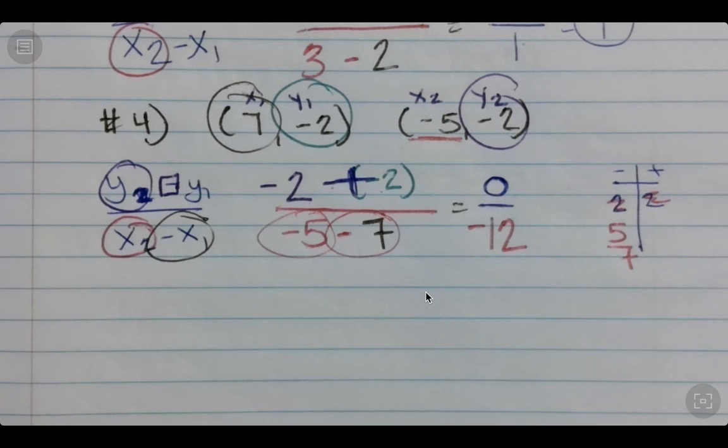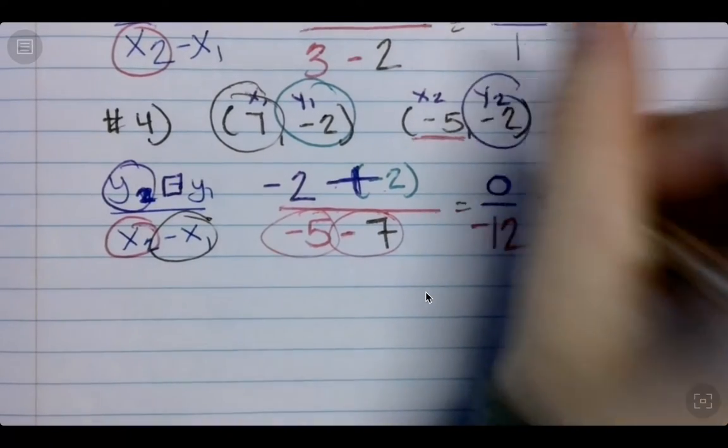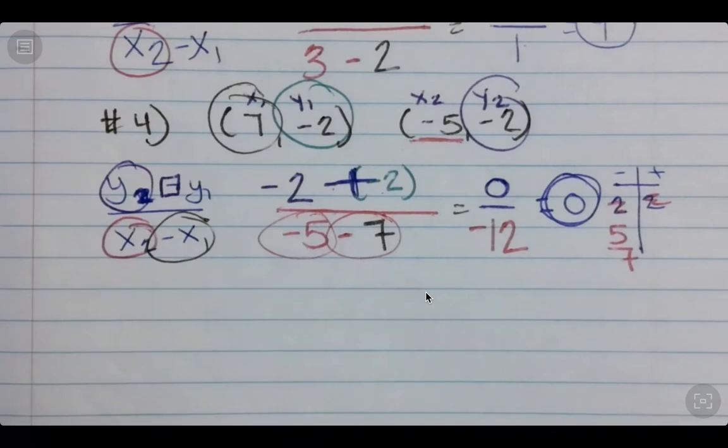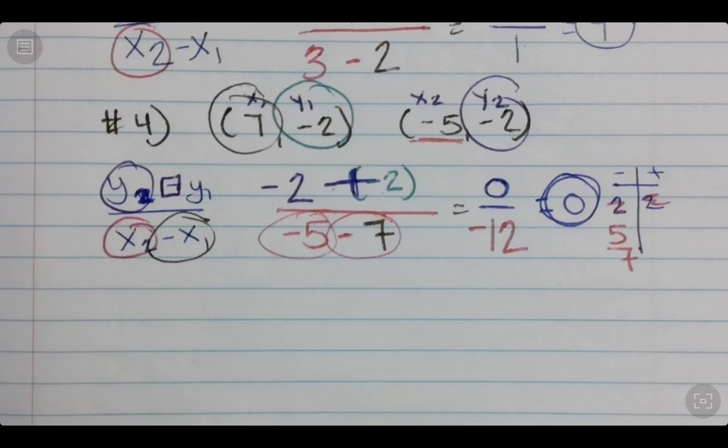If you have 0 cookies and you share them with 12 friends, how many cookies does each person get? This is 0 fun. Remember Slope Dude? Woo! Got it.